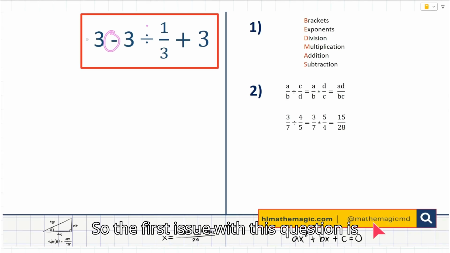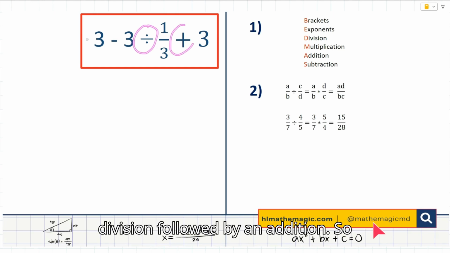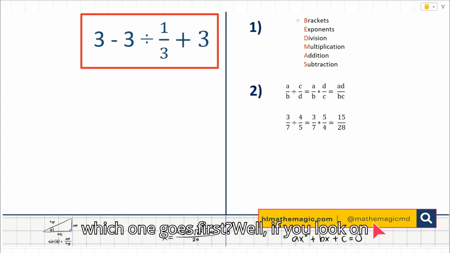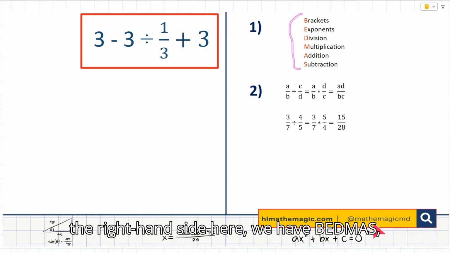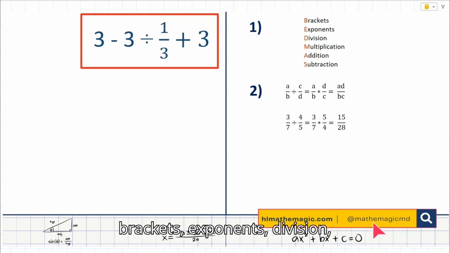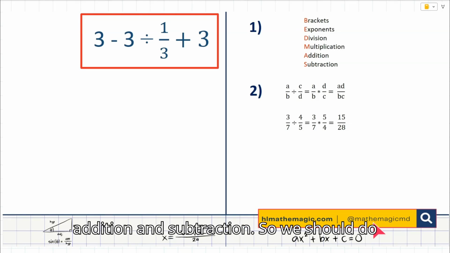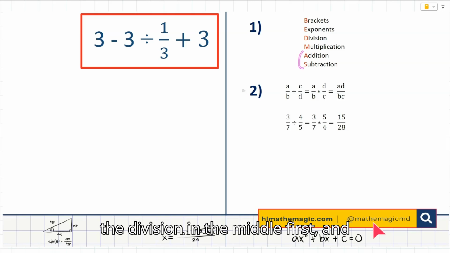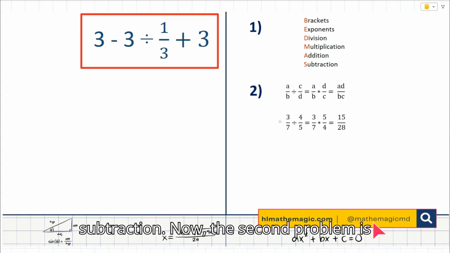So the first issue with this question is that we have a subtraction followed by a division followed by an addition. So which one goes first? Well, if you look on the right hand side here, we have BEDMAS: brackets, exponents, division, multiplication, addition, subtraction, and division takes priority over addition and subtraction. So we should do the division in the middle first and then deal with the addition and the subtraction.